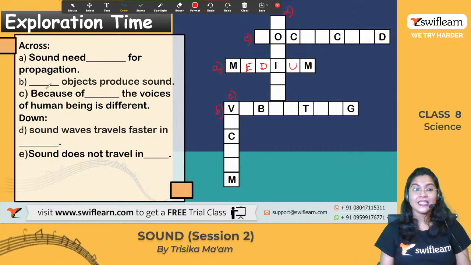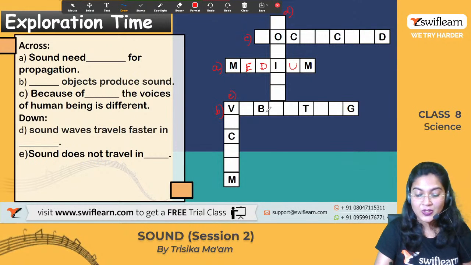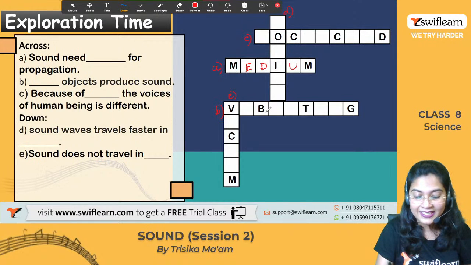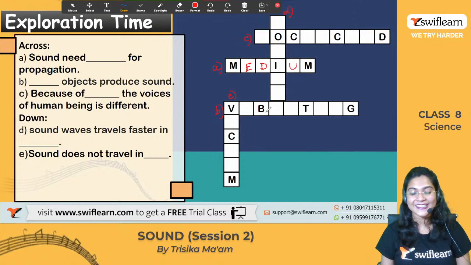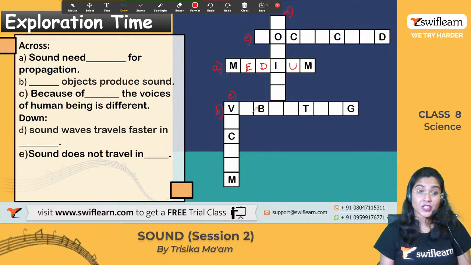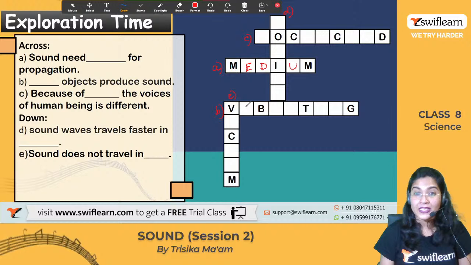What is it asking? Dash objects produce sound. Which objects produce sound? Yes. Quickly. Let me see who else will be able to give me the answer correctly. Yes, Suman, Disha, Himani. So, dash objects produce sound, that is the vibrating object, right? Very good. It is the vibrating object.